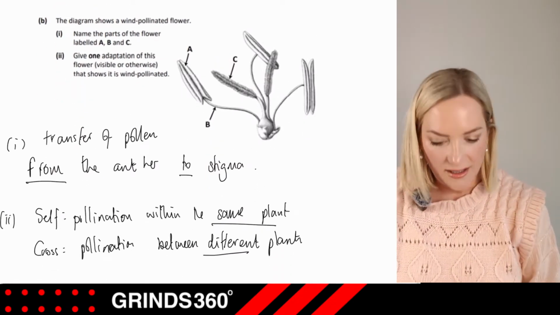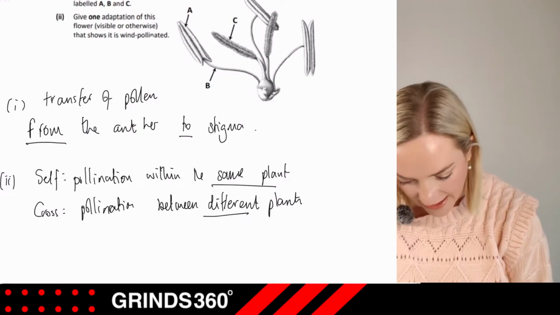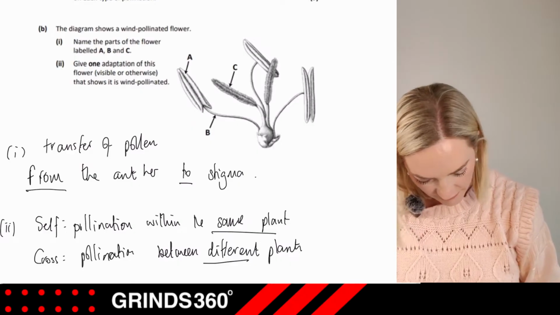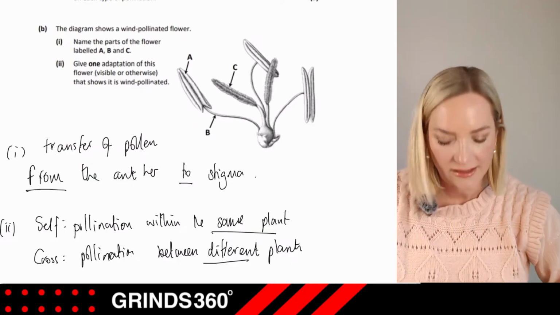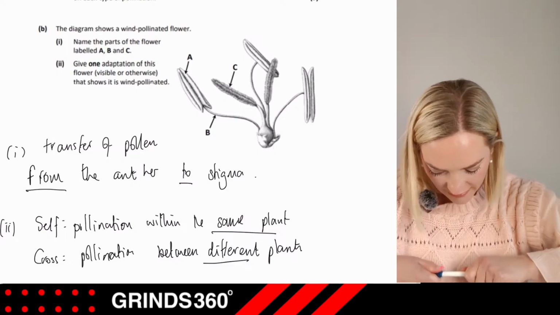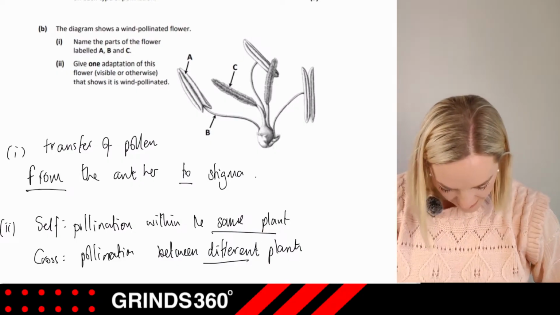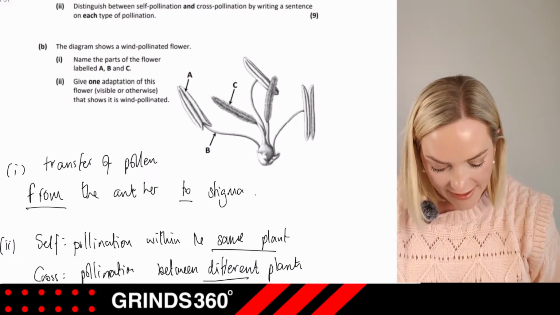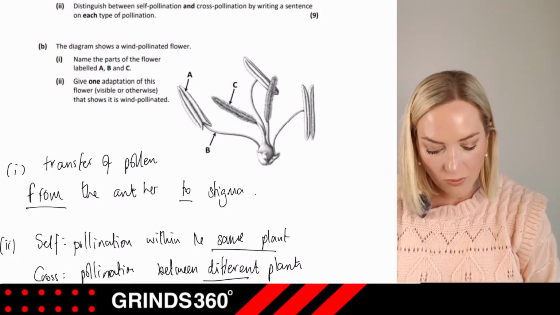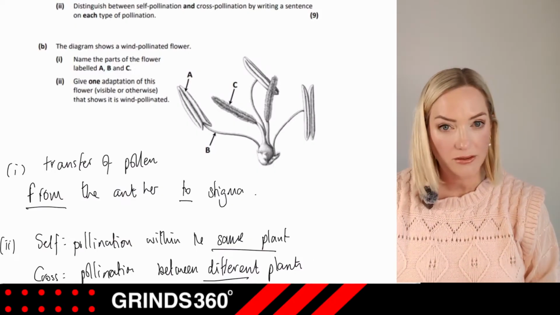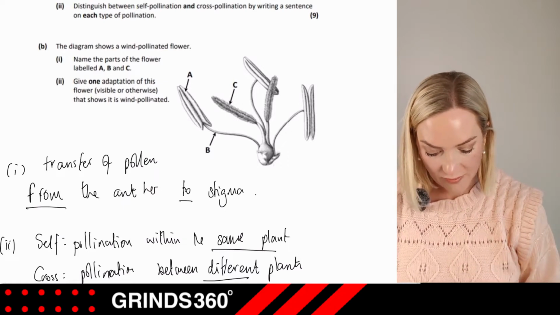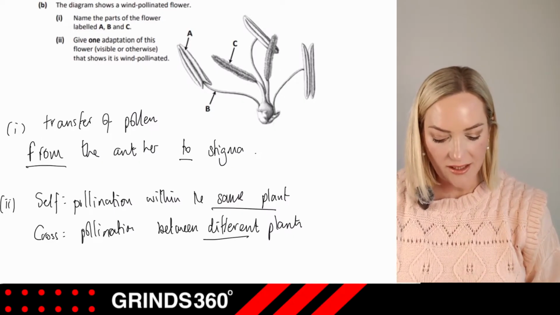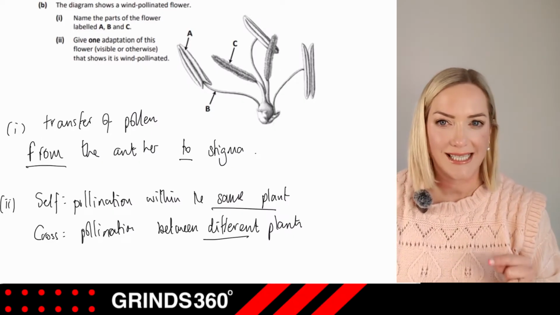Then we're asked part B, part 1. It's frozen, I'll fix that in a second. I have to charge my pen for a second. So I'll talk through this one. With B part 1, we're asked to label the parts A, B, and C, and then to give one adaptation of this flower, visible or otherwise, that shows it is wind pollinated. A is our anther, so there are 3 marks for that. B is our filament, and C is your stigma.